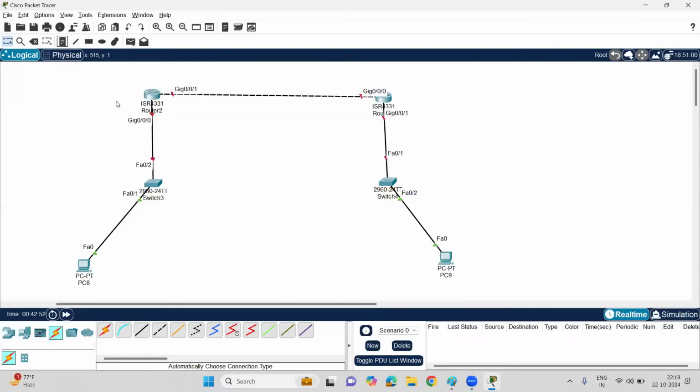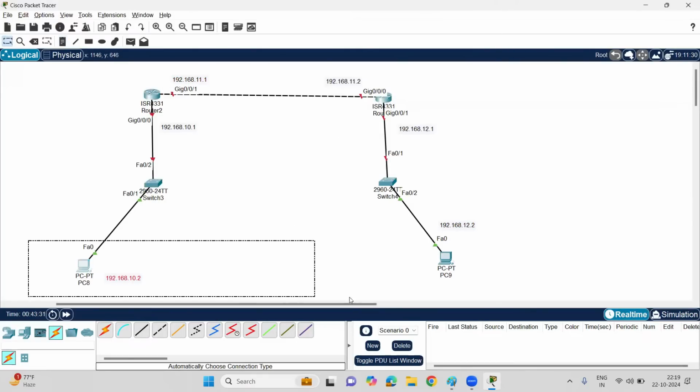That is why all the interfaces of a router have to be on different networks. So if I talk about this network, we first have to provide the IP addresses: 192.168.10.2, 192.168.10.1. Here we have to provide a different network: 192.168.11.1, 11.2, 192.168.12.1 and 192.168.12.2. We have just provided the different networks.